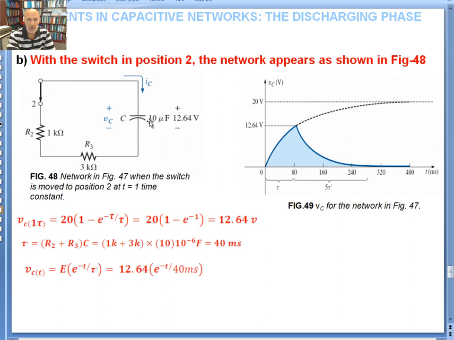The capacitor is going to discharge with that initial voltage. So tau now would be equal to 1K plus 3K. It's 4K, so it's 40 milliseconds compared to 80 milliseconds. So the cap would be discharging with E times e to the minus t over tau prime, which is 12.64 e to the minus t divided by 40 milliseconds.